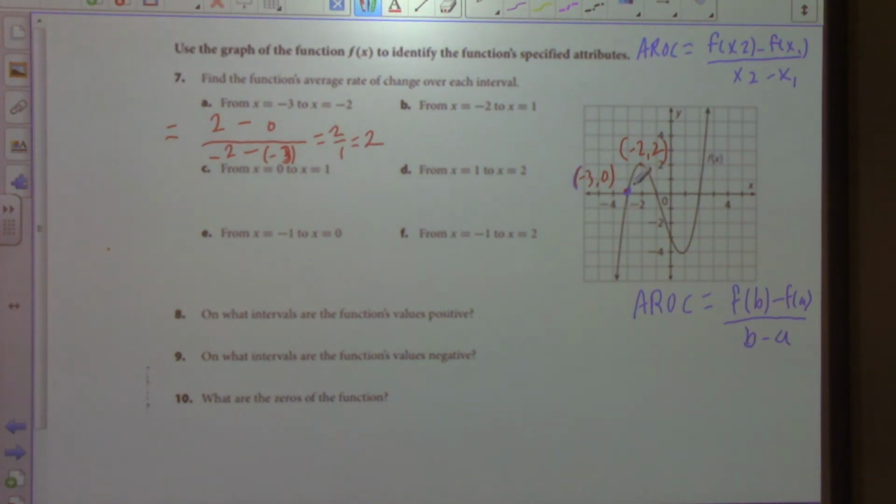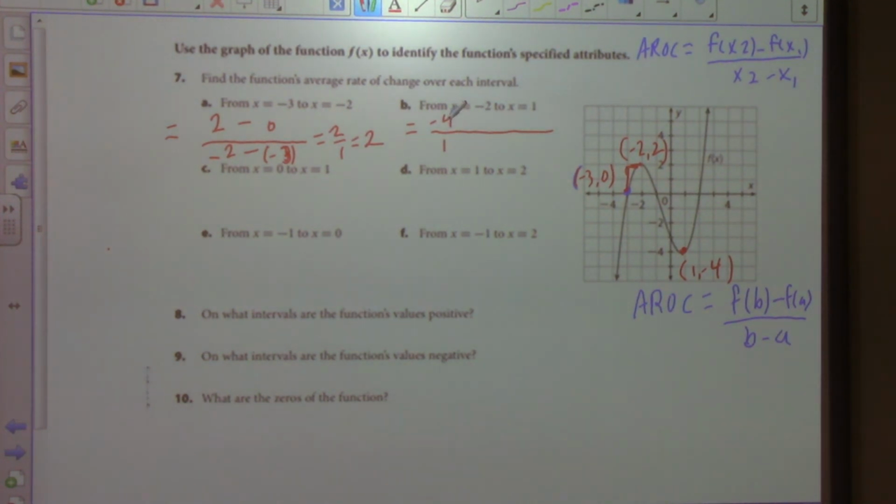And graphically, we can see why that's the case, right? Because if we look at this right here, we're going to go up 2 over 1, right? Okay, now from negative 2 to 1, so here at 1, we have the coordinate pair 1, comma, negative 4, right? And what is our average rate of change going to be here for this one? Negative 4, right?